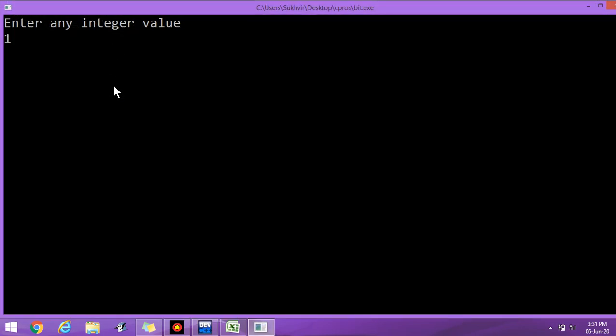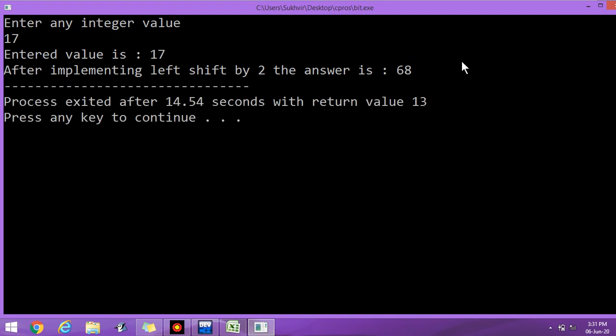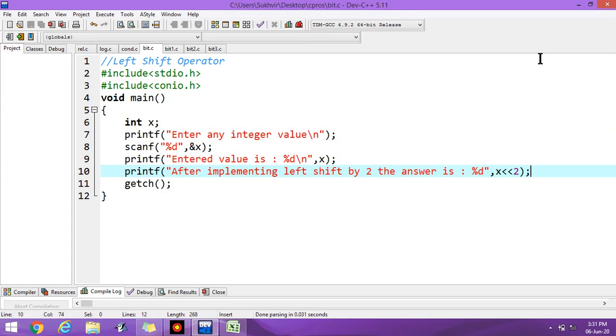Suppose you enter 17. Entered value is 17. After implementing left shift operator by 2, the answer is 68. This one is the first concept of the left shift operator.